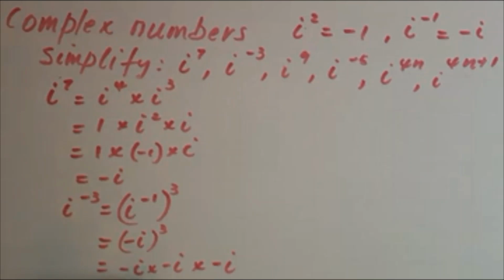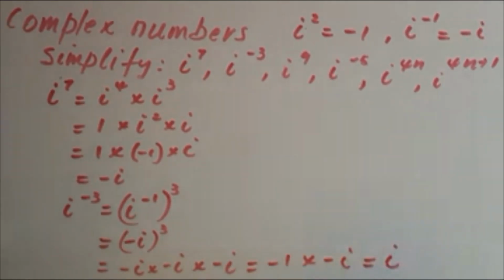Now I squared is minus 1, and this times this will give us minus 1. So we have minus 1 times minus I, which is equal to I.